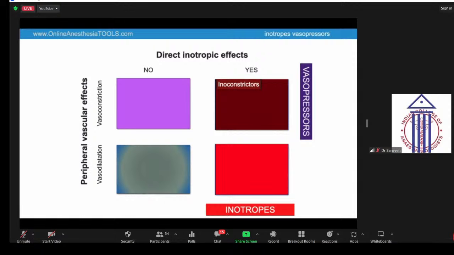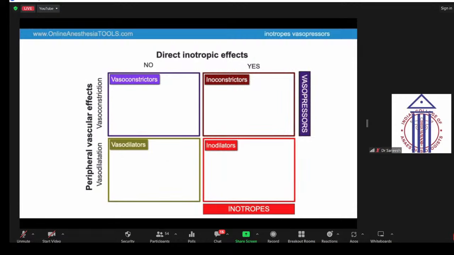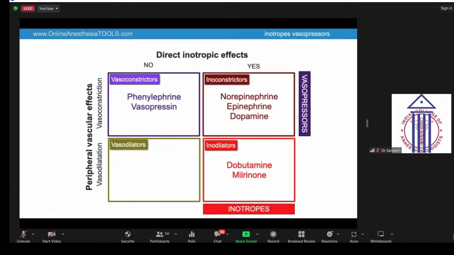Again, similarly, if you plot the vasopressors with inotropes, already mentioned as inoconstrictors, pure vasopressors or vasoconstrictors are also there in the spectrum. These are the examples of inotrope plus vasopressor action, like epinephrine, norepinephrine, dopamine. Pure vasoconstrictors like phenylephrine, vasopressin. When you take dobutamine or milrinone, they are inotropes but with vasodilator action. They are inodilators. And of course, a fourth class of drugs called pure vasodilators, which will not form part of today's discussion. Examples would be nitroglycerin, nitroprusside, nesiritide, etc.